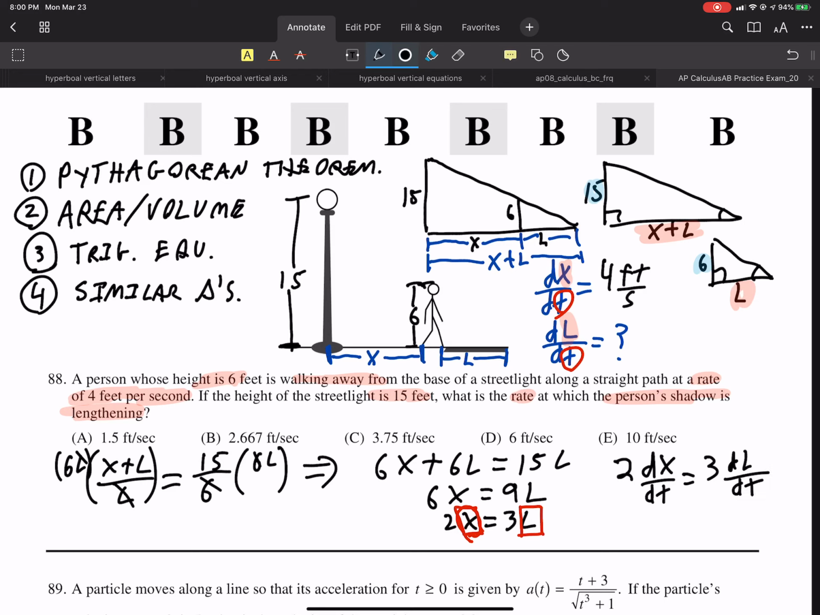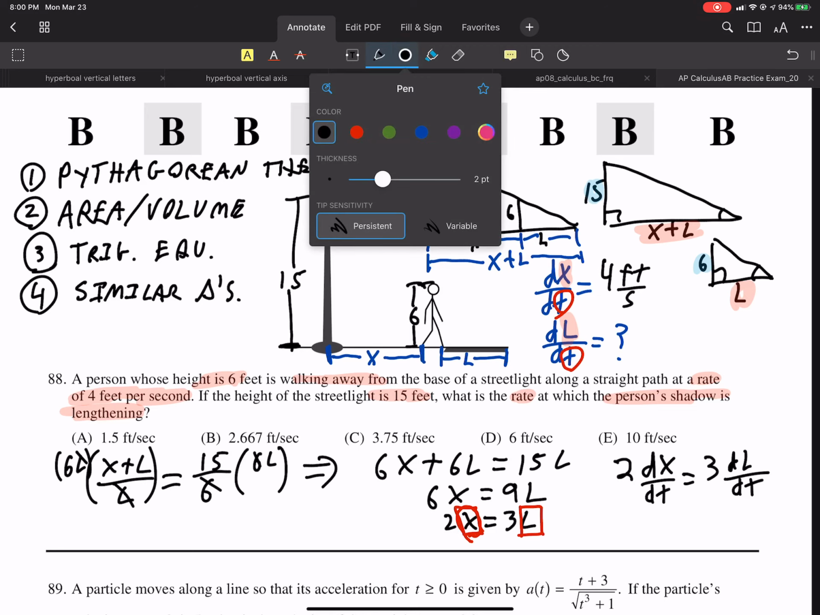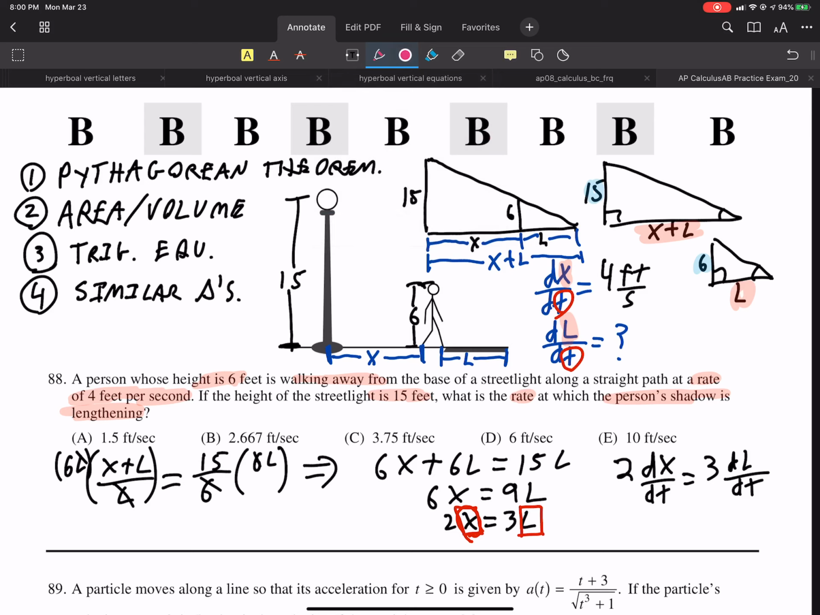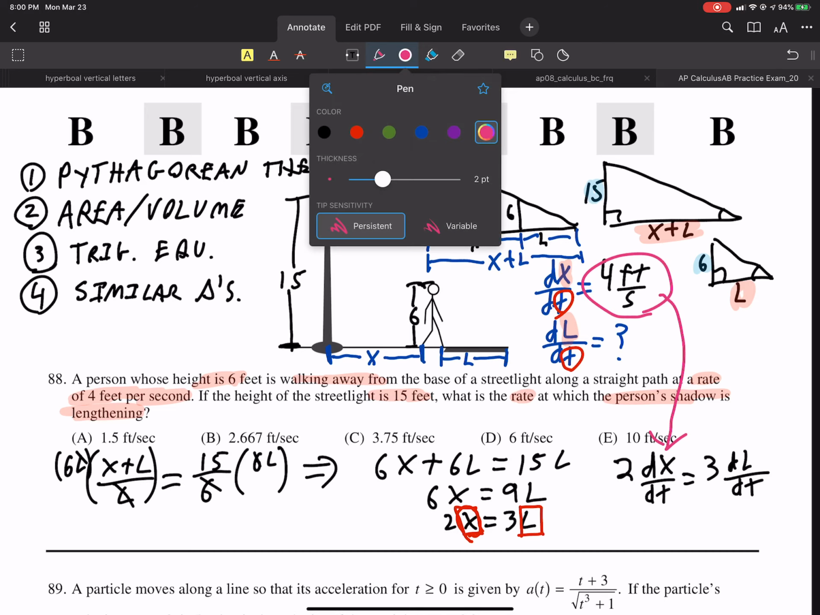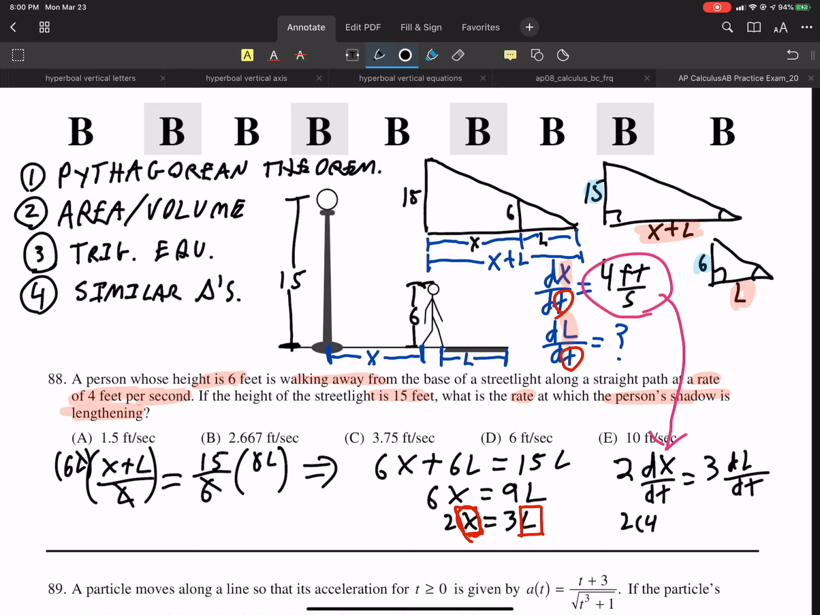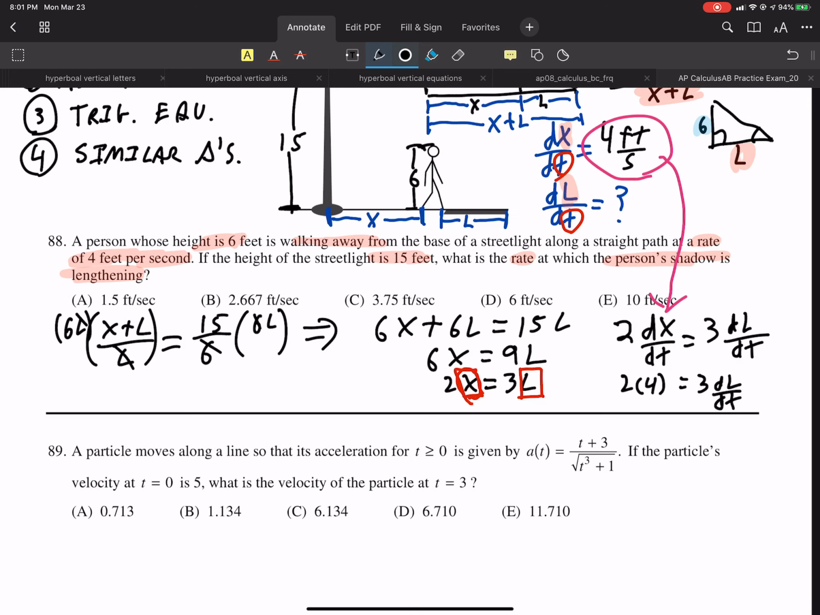And now I plug in the known values. So we know dx/dt is 4. And we get 2 times 4 equals 3 dL/dt. Divide both sides by 3. And dL/dt is 8 over 3.